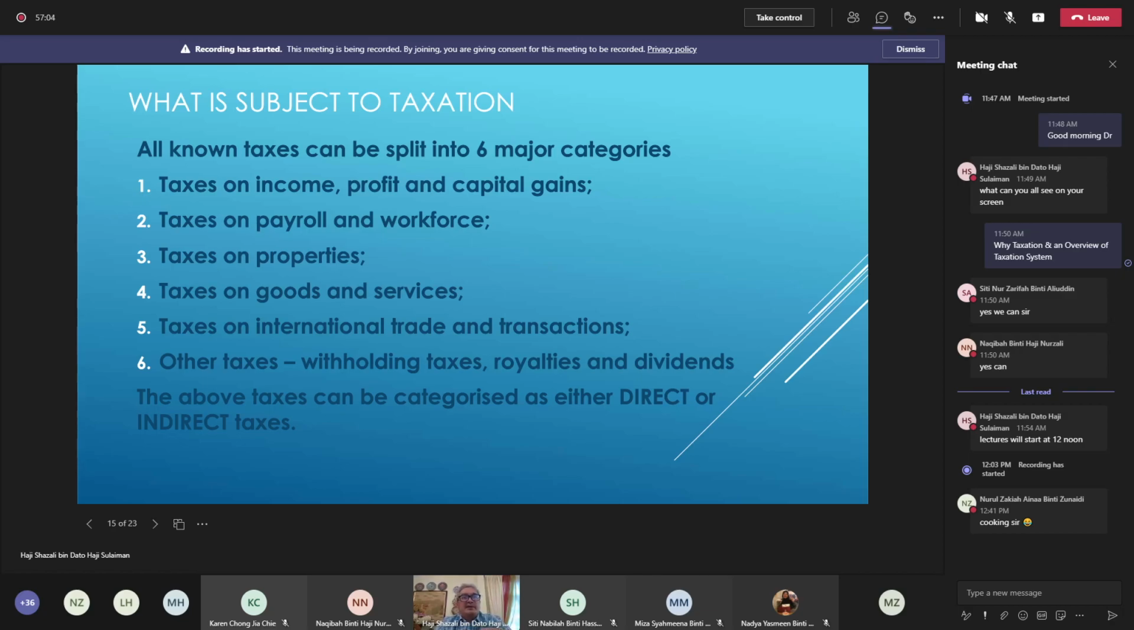Taxes on goods and services, so it's like GST, VAT. Taxations on international trade and transactions. So it could be export tax and other kinds of taxes that are imposed for people who are doing international trade, import duties, export duties, and so on. Yeah. Other taxes are withholding taxes, royalties, and dividends. Now, what this dividends is straightforward. Yeah. If you own shares in the company and the company declares a dividend, the income that you receive from the shares that you own in these companies are known as dividend income. Okay.